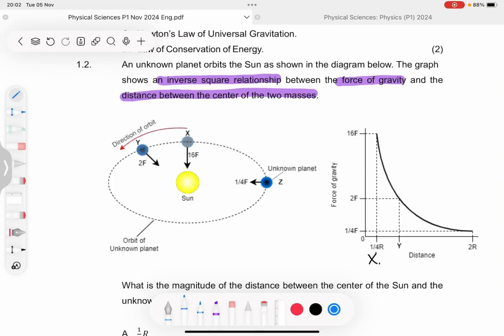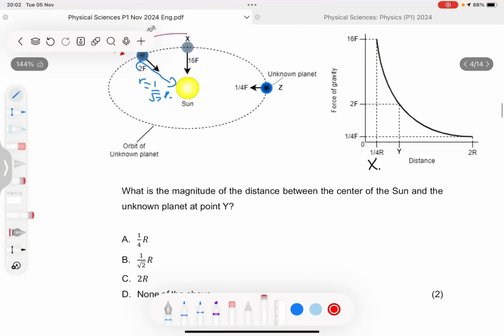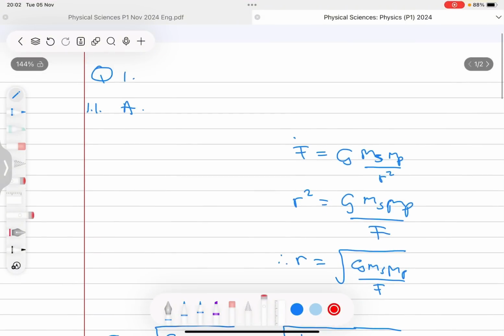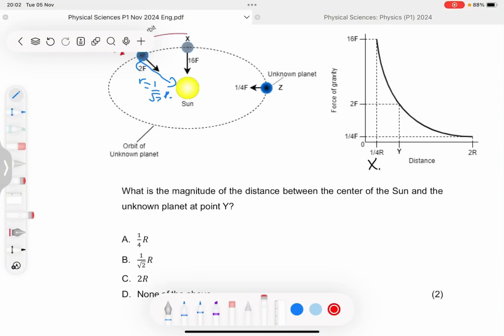So now this tells us that when we are at this distance here, our r is going to be 1 over root 2 R. So this is the point here at y, and that actually is what they were asking us to get. So our option should be B here, right? So our option will be B in this question, 1.2. So the answer is B.